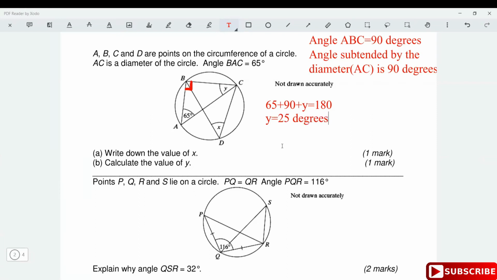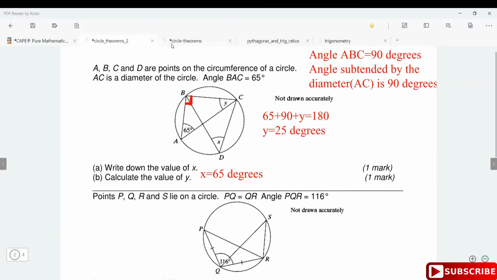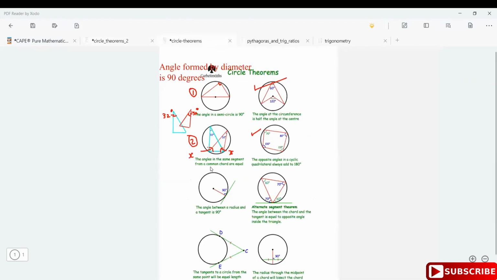Now the next thing it said is that we need to write down the value of x. Angles in the same segment subtended by the same chord are equal. And so if this angle right here is 65, then clearly x is also 65 degrees. That's because angles in the same segment from a common chord are equal.